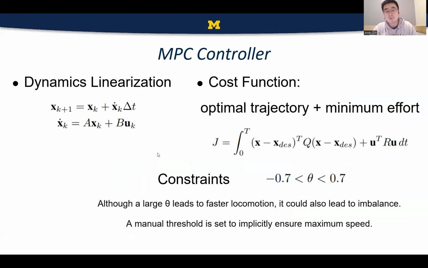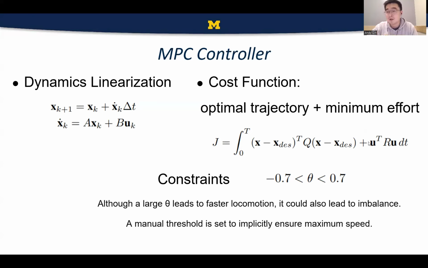So to control this, I implemented a model predictive controller. Basically, first you do a dynamic linearization. You write your derivative of state as a combination of the state itself and the control input. And then I have defined my cost function as a combination of optimal trajectory with minimum effort. So on the left side here, the optimal trajectory is the square of the error between the current state and the desired state over time t. And the minimum effort is your control input.